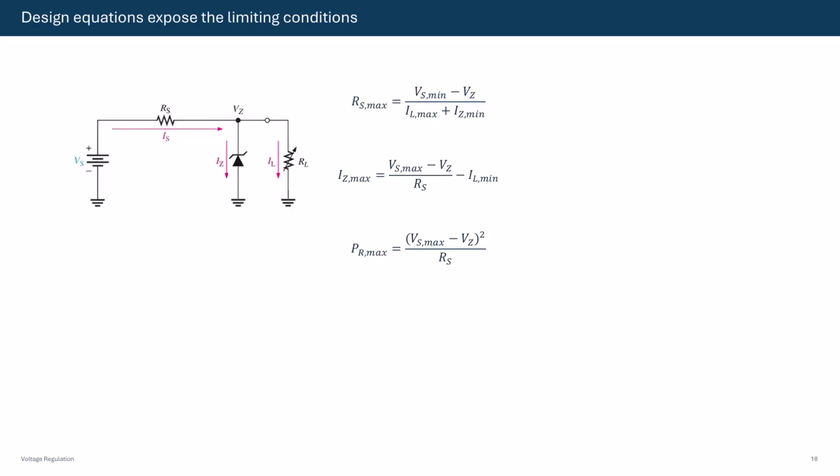At the low input, high load condition, calculate the maximum allowable series resistance. Choose an available value no larger than this result. Then calculate the maximum Zener current at high input and minimum load. Finally, check Zener power and resistor power. These equations keep the design tied to the actual limiting conditions.